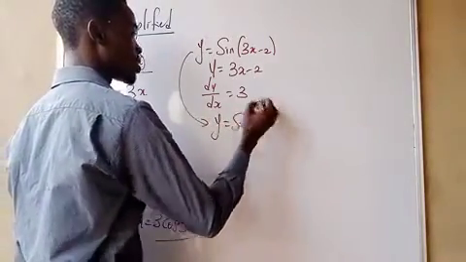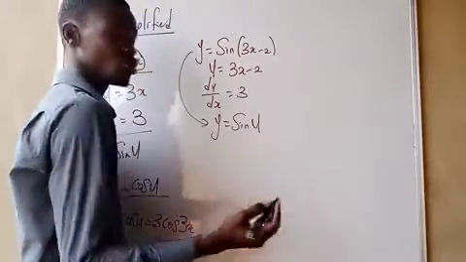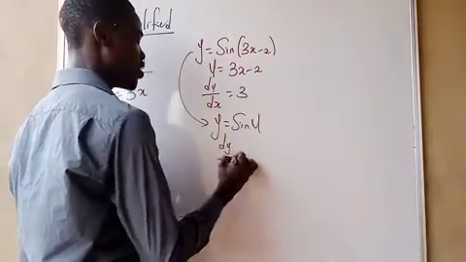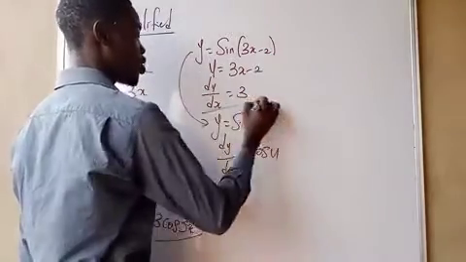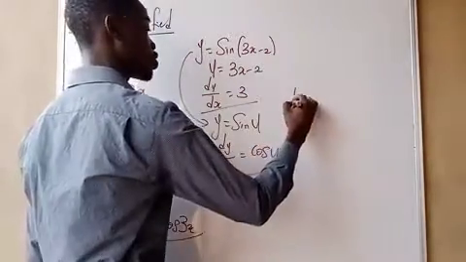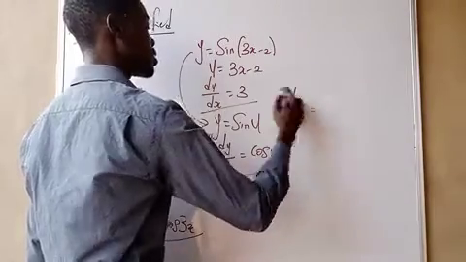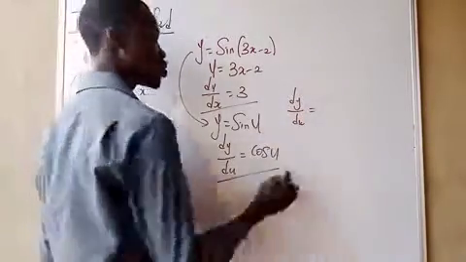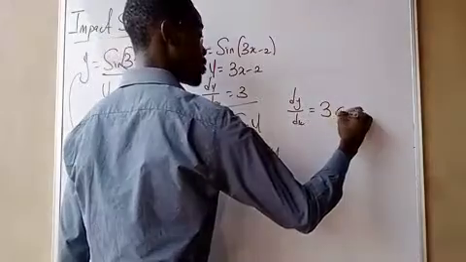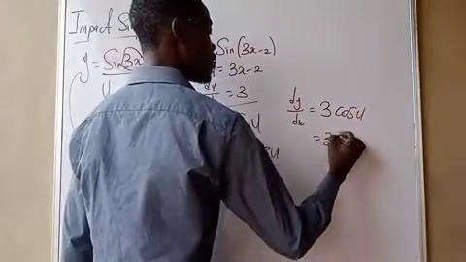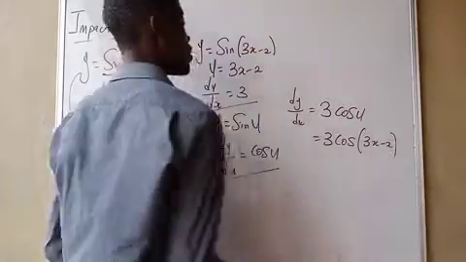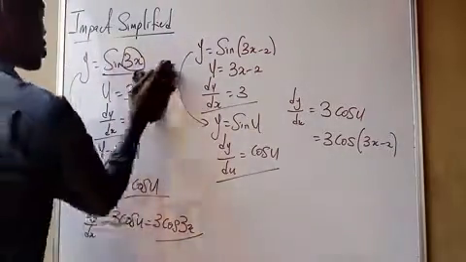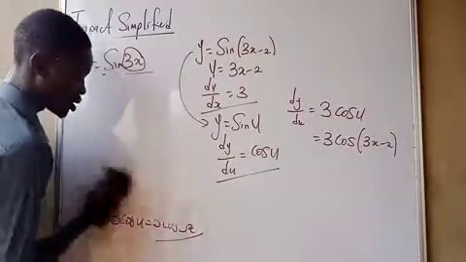Y is equal to what? Sine bracket. What is your bracket? U. And then you differentiate. This will give us what? dy du is equal to cos u. So we have gotten the first function and the second function. Then what is your dy dx? Your dy dx is the product of the two functions, and that will give us 3 cos u. Are we having u from the equation? No. So what is your u from the equation? That will give us 3x minus 2.